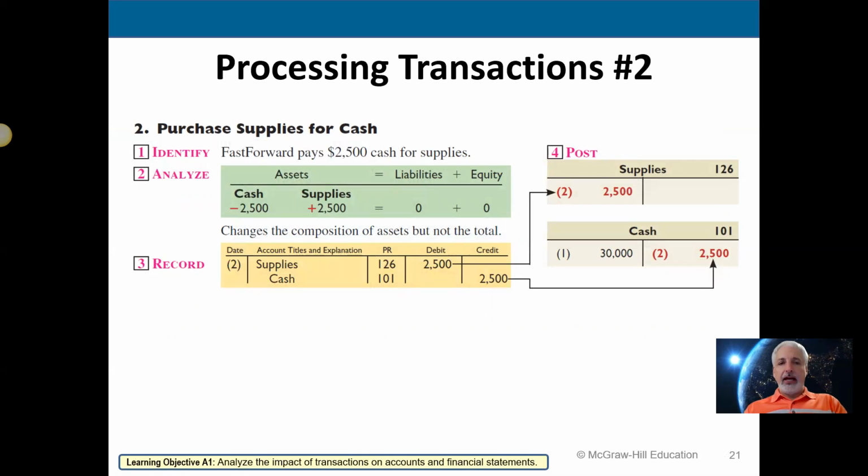We bought supplies for cash. 1 asset up, supplies, 1 asset down, cash. We debit our supplies, it's up. We credit our cash for the same money, and then we post into our ledgers.